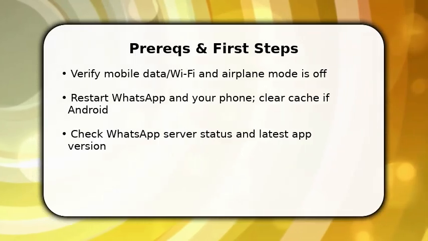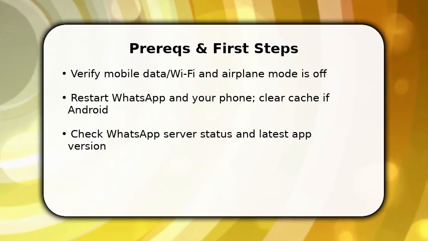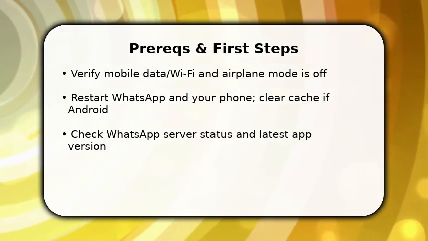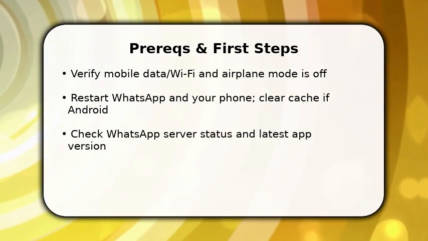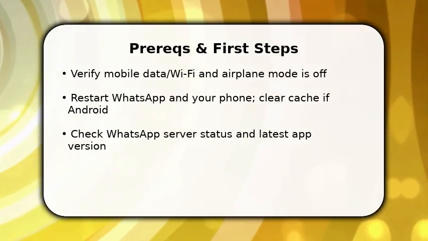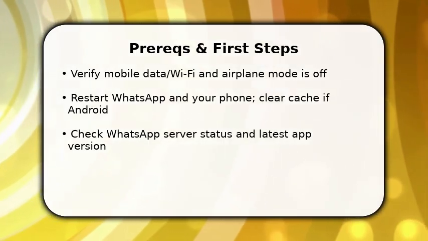You start by confirming the essentials. Ensure your phone has mobile data or Wi-Fi and airplane mode is off, because messages fail when offline. Once done, quit WhatsApp fully and restart the app.